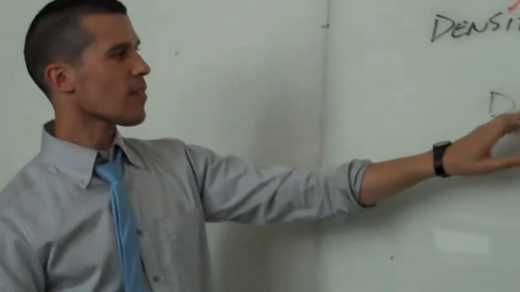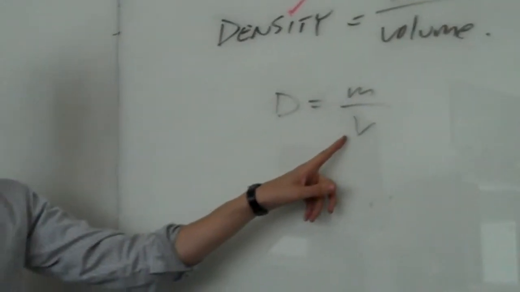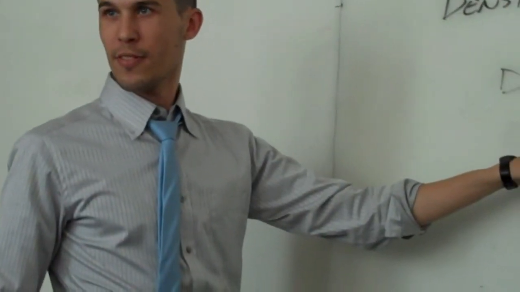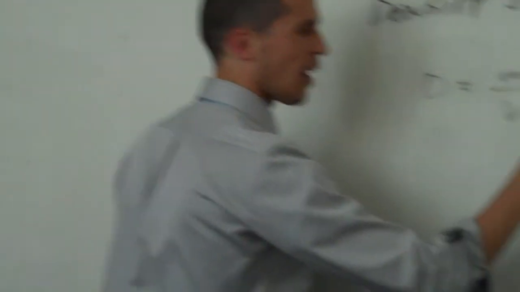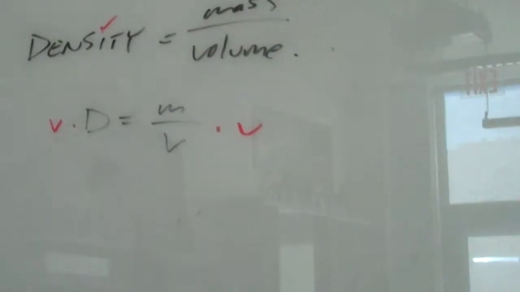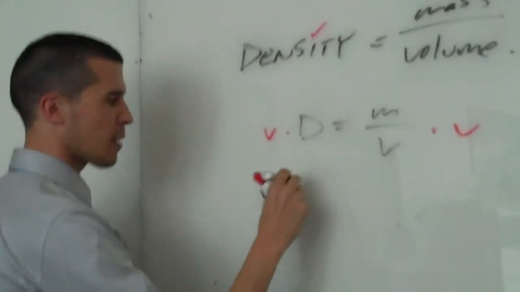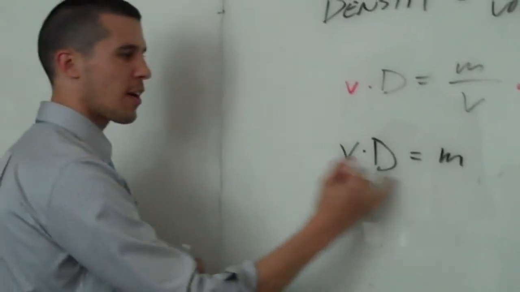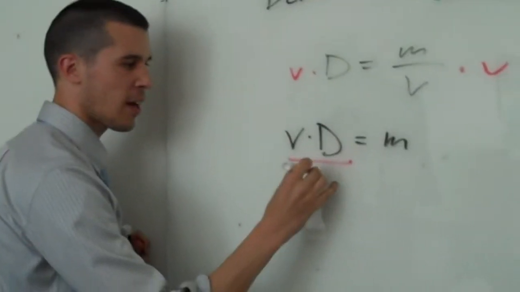Let's walk through it. We've got D equals M over V. So we want to solve for V. We want V by itself. To do that, you multiply both sides by V. So that'll get you V times D equals M. Now, hold on, I just did one operation. Now I want to get V by itself, so I divide both sides by D.